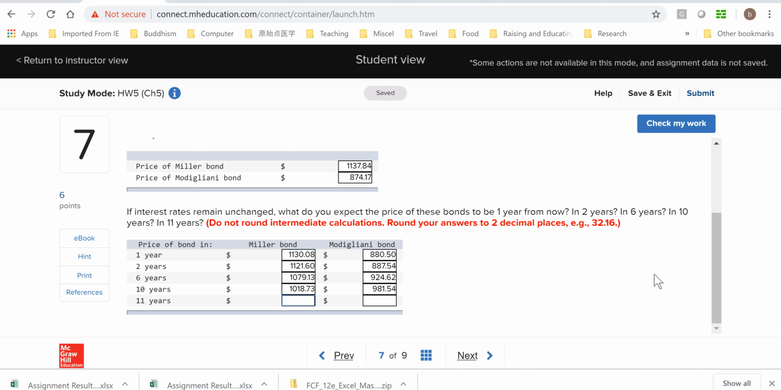Finally, after 11 years, the bond matures. When the bond matures, the only remaining payment is the par value. That means nobody is going to pay a higher price than the par value, and nobody is going to pay a lower price, because that's just a pure windfall, and the market doesn't allow for that. So after 11 years, the price of Miller has to be the par value, and for Modigliani, it's the same.